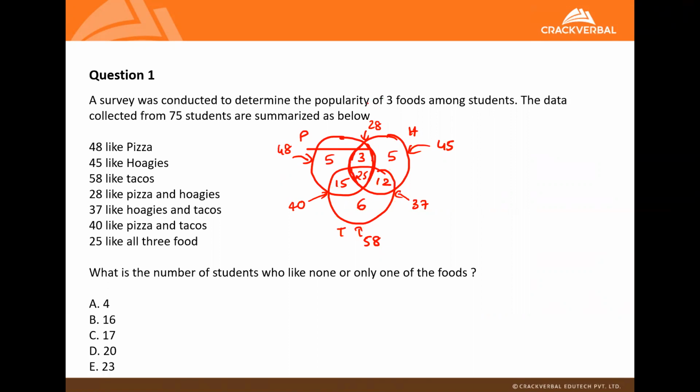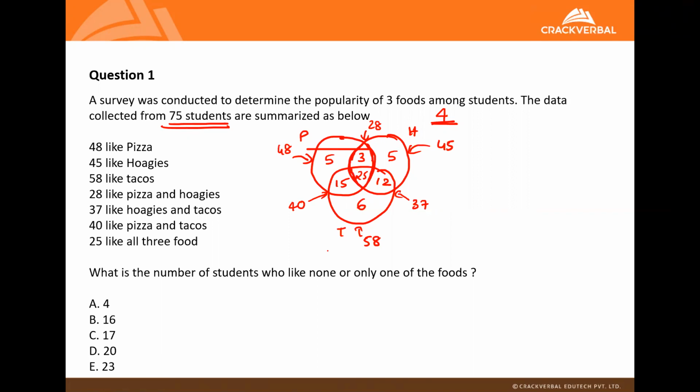Now the question says, what is the number of students who like none or only one of the foods? So remember, none is what is outside, right? And you should always solve for what is outside also, because they've given me the total number of students, which is 75. So don't overlook the outer region. So this is 5 plus 3, 8. 8 plus 5 is 13. 13 plus 40, 25 plus 15, is 53. 53 plus 12 is 65. 65 plus 6 is 71. So I know that all of these numbers in the circles add to 71. So what is outside is going to be 4.